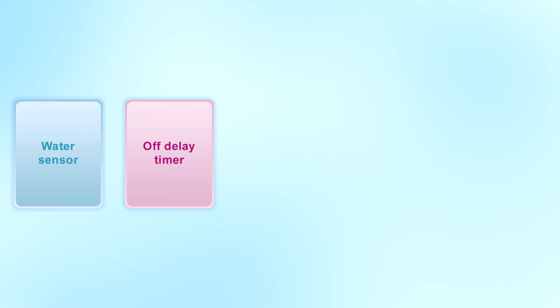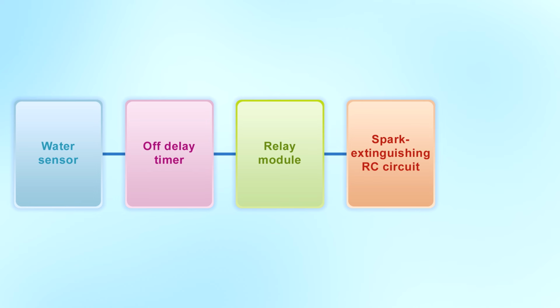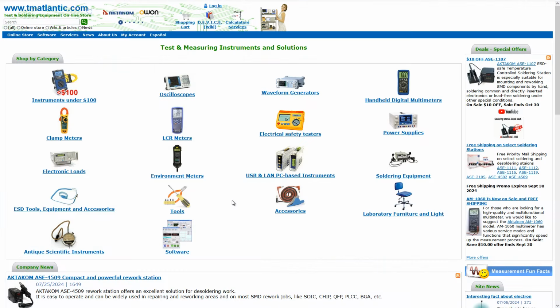Therefore, today we are designing a typical off-delay timer switch circuit triggered by a sensor. In general, this is a common task in electronics, and for this purpose we can use the IC555 timer in monostable mode as a square wave generator. Additionally, at the relay output, it is crucial to use a spark-extinguishing RC circuit. Since the motor is an inductive load, we need to protect the relay contacts from sparks that occur when the motor turns off.